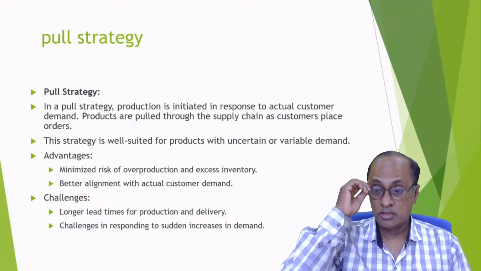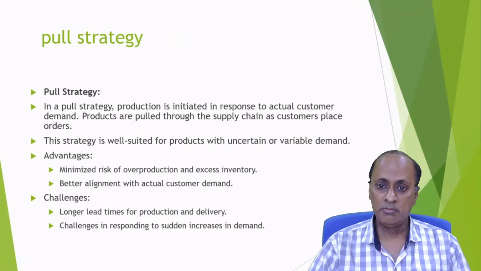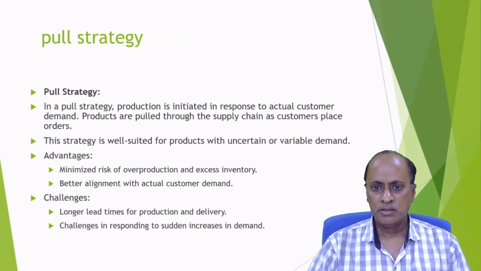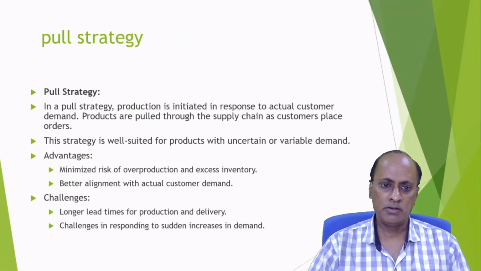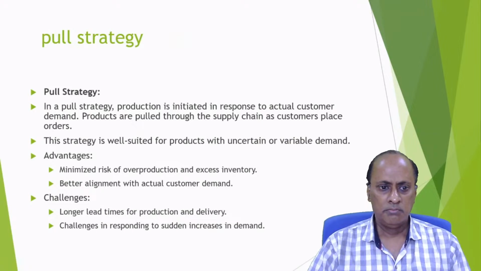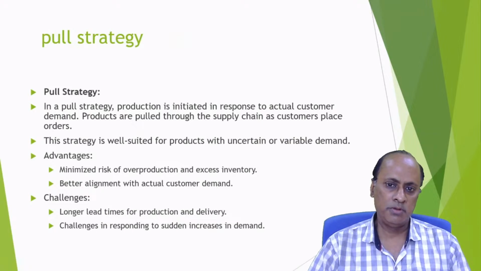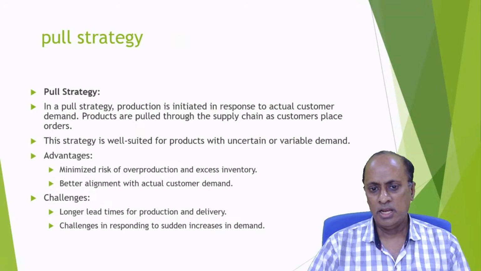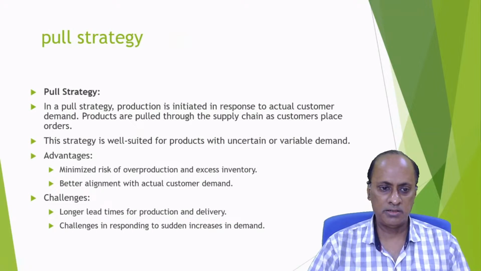When demand is uncertain or variable, not stable and subject to change, a company can go for pull strategy. In pull strategy, they wait for the consumer's orders. They see what the consumer orders are for a particular product in a particular time period. Accordingly, they initiate the actual production and they start the distribution. This minimizes the risk of overproduction because it is based on consumer orders. So the overproduction chance is very low, and excess inventory also will be very low.